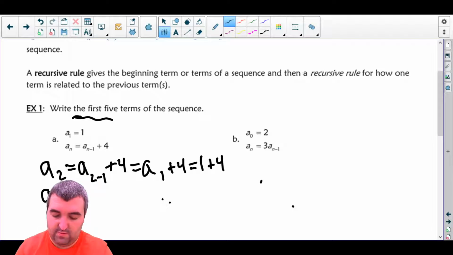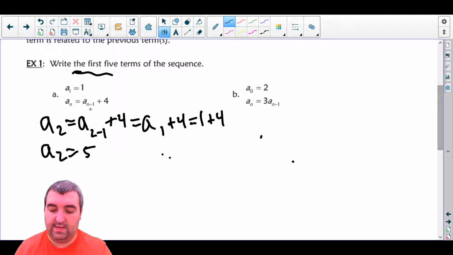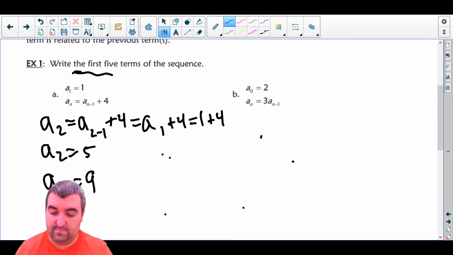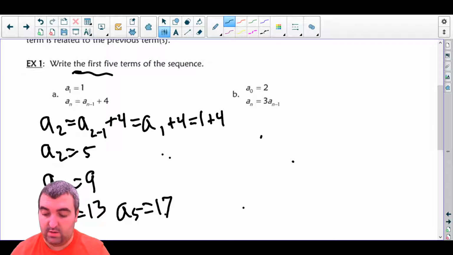So a2 equals 5. Nice thing with this is once you understand that, now you're just really taking the previous term and adding 4 to find the next term. So a3, taking 5, adding 4, getting 9. a sub 4, the fourth term, taking 9, adding 4, getting 13. And the last term that I care about for this problem, I'm taking 13, which is the previous term, plus 4, which gives me 17. Okay? So that's how this is going to work.